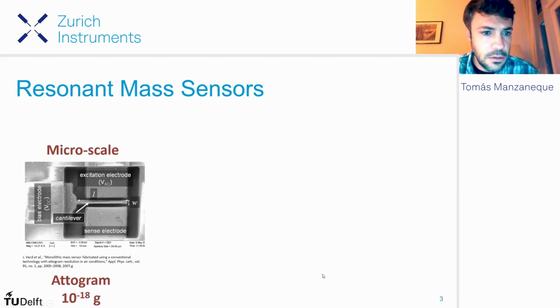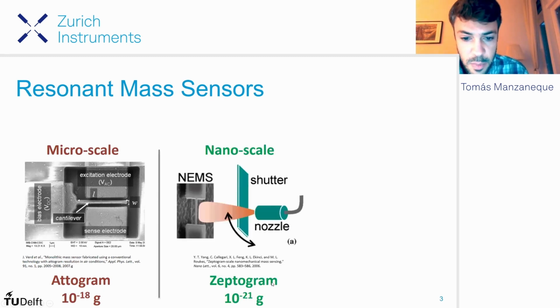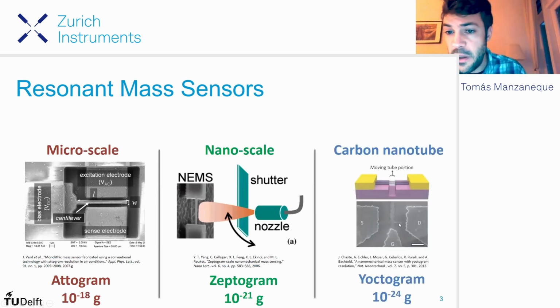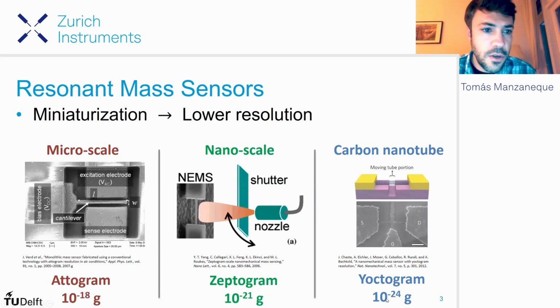So if we look at the literature, we can see that these devices can get really sensitive. Devices in the microscale can reach the attogram level. And at the nanoscale, people have demonstrated the zeptogram level, sorry. And then by harnessing the vibrations of a single carbon nanotube, the yoctogram level has been achieved. And this corresponds to the mass of a single proton. So you can see already the trend here that higher miniaturization means a lower mass resolution. But why is this? And especially, where does this limit come from? This is what I want to discuss now.